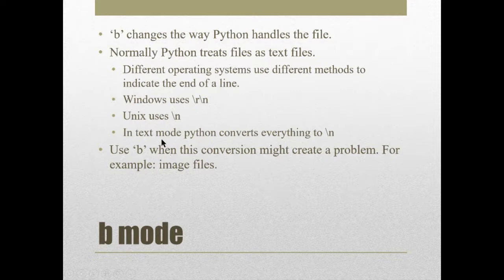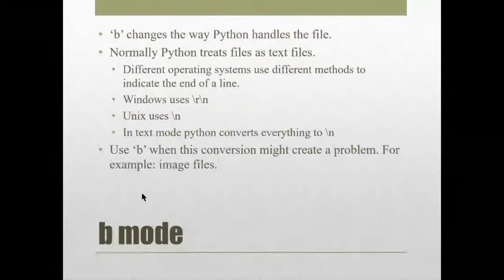So when we're dealing with text files, we're assuming we're going to have a carriage return at the end. But let's say we're dealing with an image. An image is basically a collection of pixels, and a pixel is basically 3 numbers, which are red, green, blue values. \n corresponds to the value 10, and it's possible that one of those red, green, blue values could be 10. So if we read an image as a text file, it would skip over all the values of 10 and completely mess up your image.